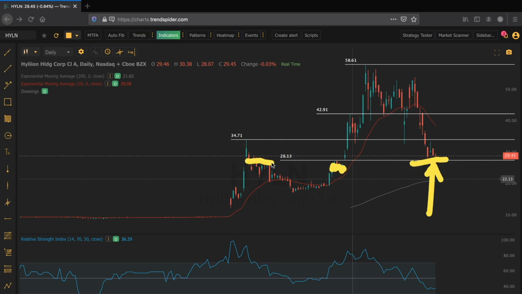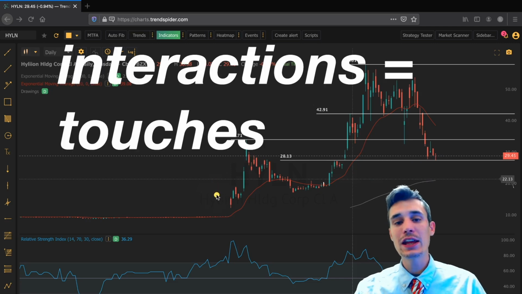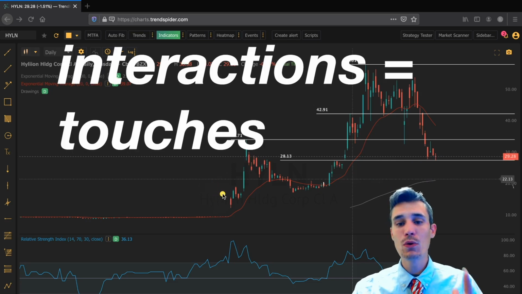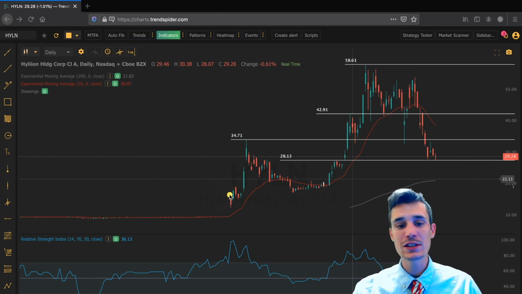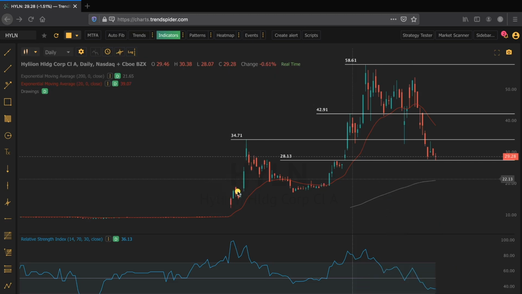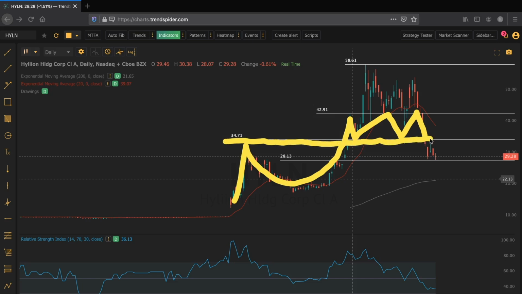You also had an interaction back here. The more interactions that a support area has, the more valid the support area is. For example, look at this $34, $35 support area. One interaction, two interactions, three interactions, four interactions, five interactions. So that $34.75 area, that's a very valid level of support.